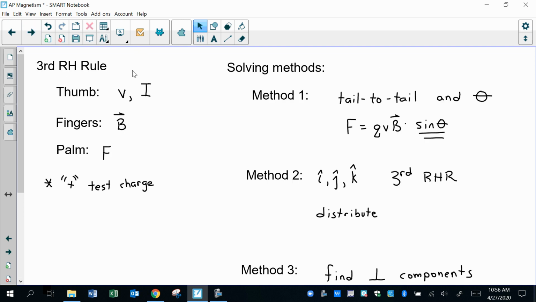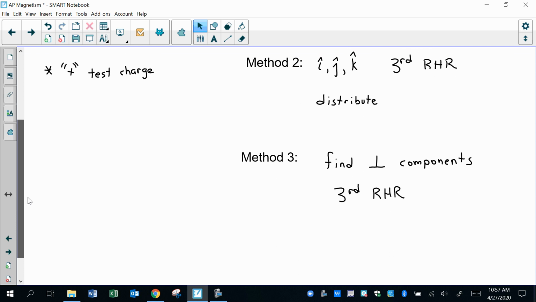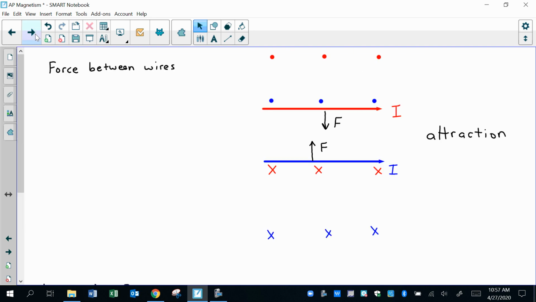Moving on. So we got a third right-hand rule. Thumb is the direction of the motion, so it's either my velocity or the direction of my current, using positive as our default. Even if you have a negative, go with a positive. Fingers field, palm push, positive test charge. So solving, you can do tail to tail, and you can use a sine function. You can use I, J, and K. If you're given that, you can do the distributive property that we did a long time ago when we first got into our cross product, and then you can also use perpendicular components and the third right-hand rule. So you have those examples.